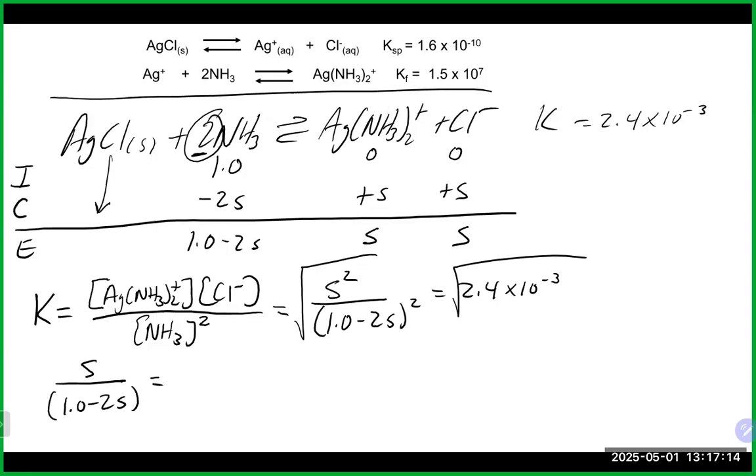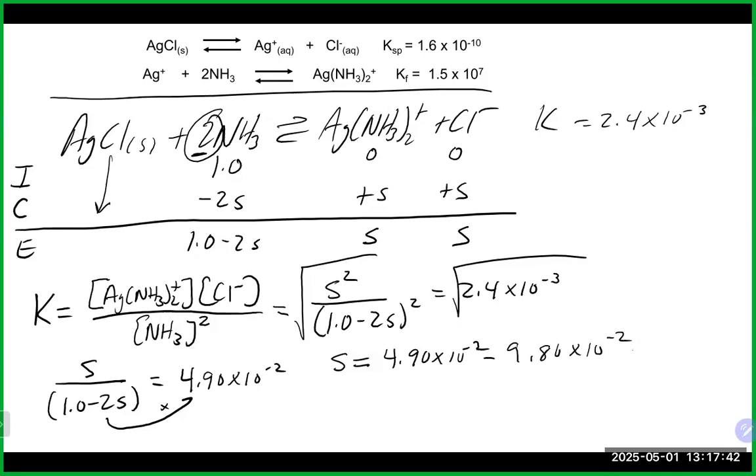I don't want to forget to actually take the square root here of 2.4 times 10 to the minus 3. That's going to give us 4.90 times 10 to the minus 2. We're going to multiply this to the other side. That's going to give us S is equal to 4.9 times 10 to the minus 2 minus basically 2 times that, 9.80 times 10 to the minus 2 S.